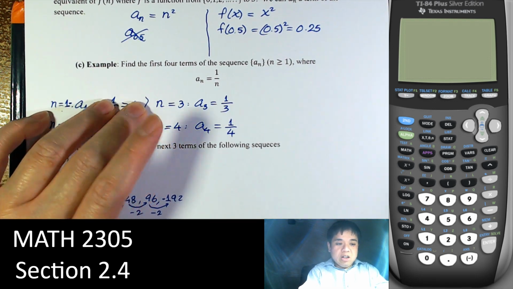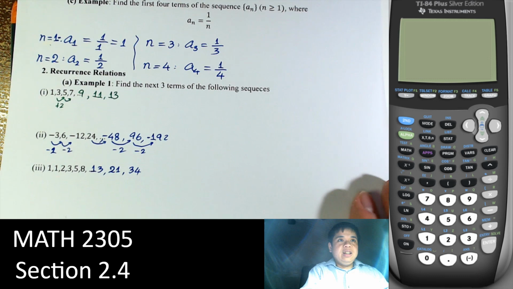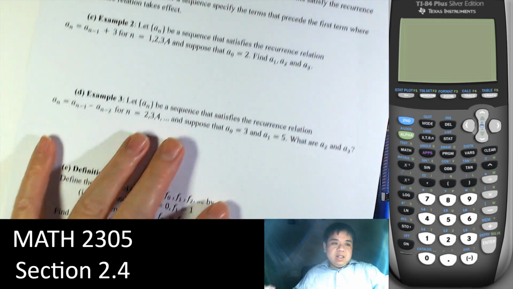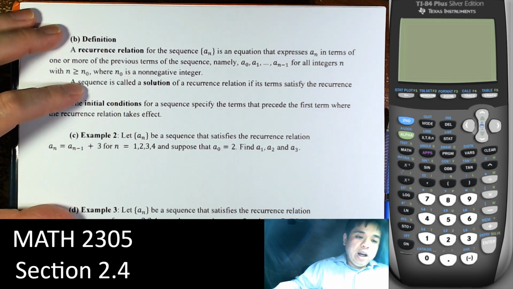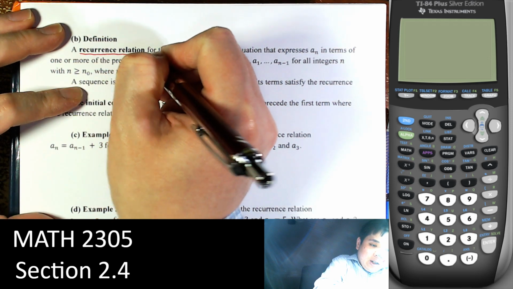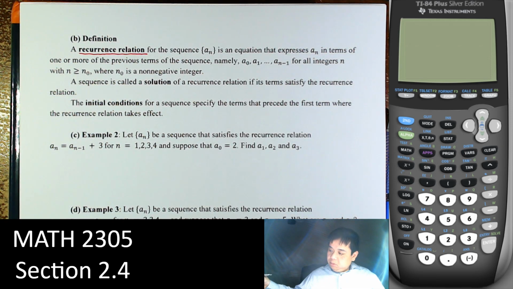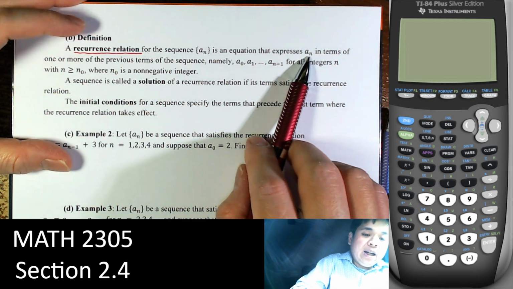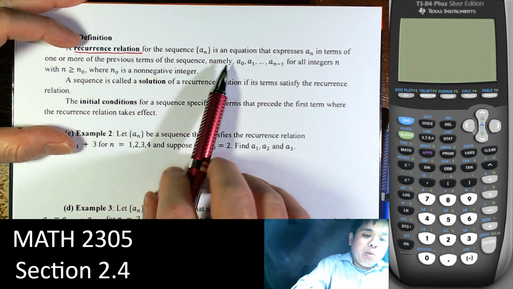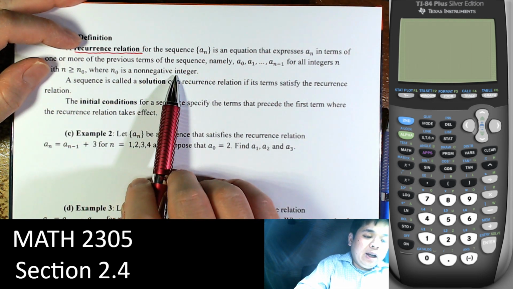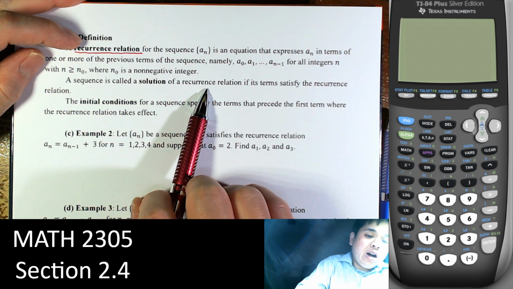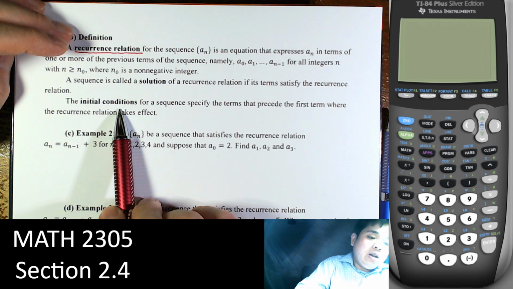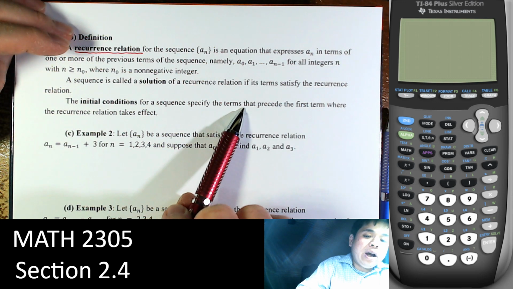So that is the recursion relation. We go from this term to the next, or if we have two terms, we go from these two terms to the next. That is the way we define the recursion relation, or recurrence relation. It is the equation that expresses a sub n in terms of one or more of the previous terms. And the sequence is called the solution of a recurrence relation if the terms satisfy the recurrence relation. The initial condition specifies the term where the sequence starts.